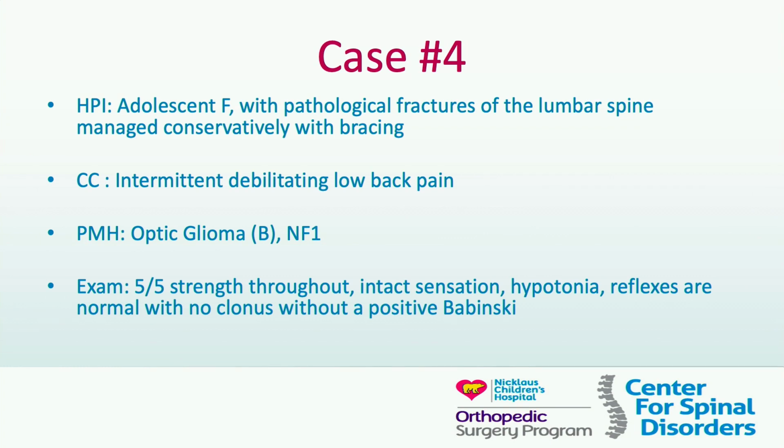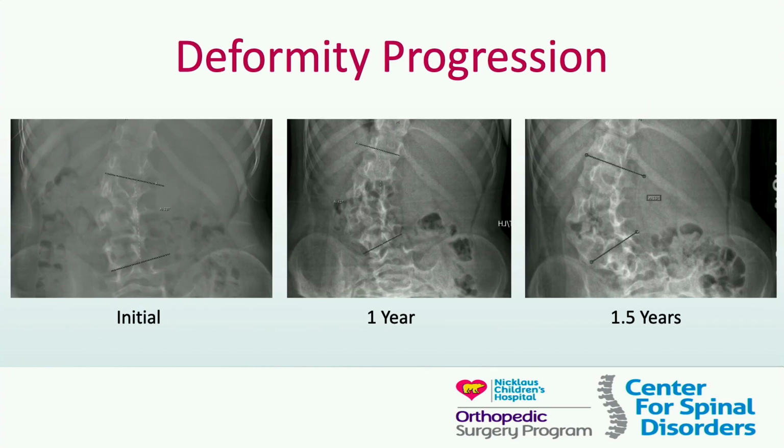This last case here is a young female who came to me from Peru, and she came with a lot of back pain and was found to have pathologic fractures in her lumbar spine. She's found to also have neurofibromatosis 1 with increasing back pain. When I initially saw her, she had this lumbar deformity, and as I continued to follow her, you see the deformity continues to worsen, and you say, well, what's going on here?